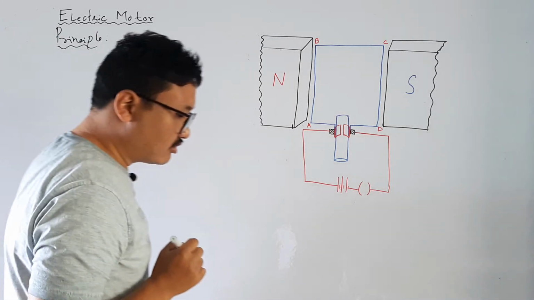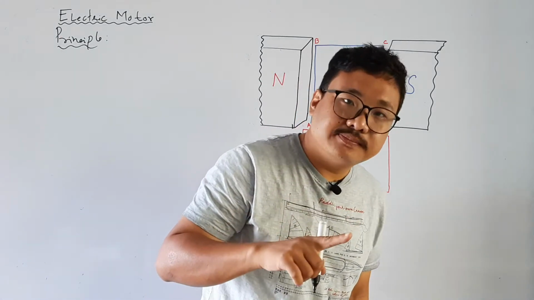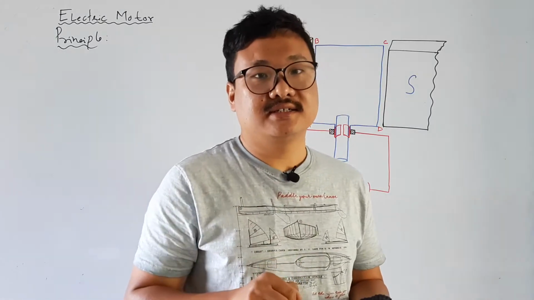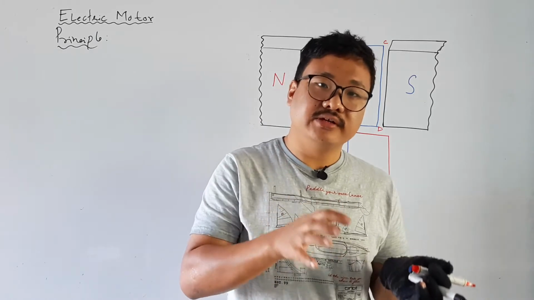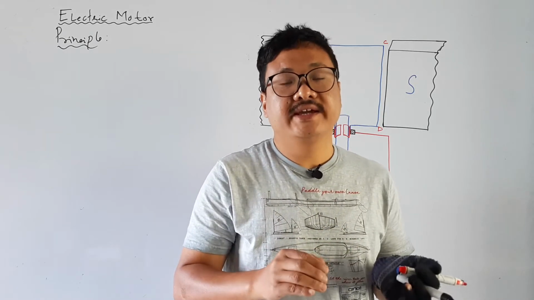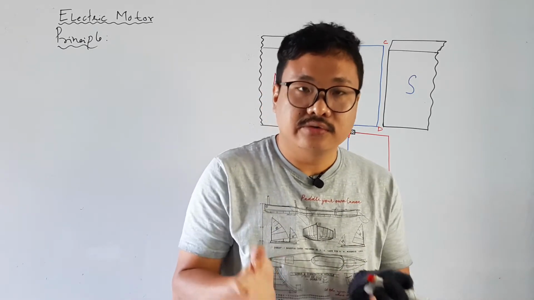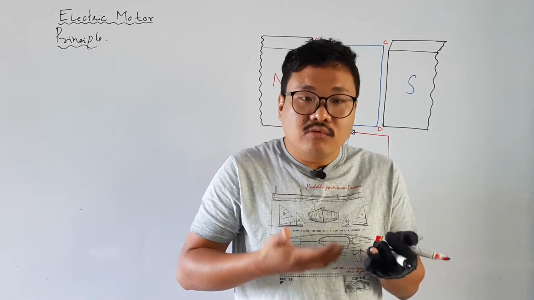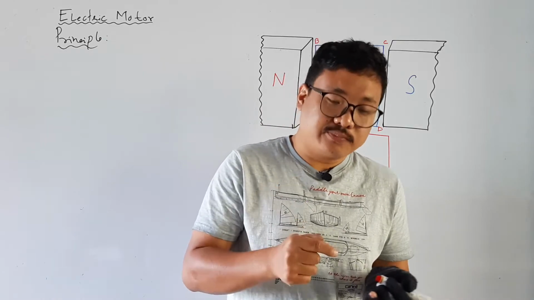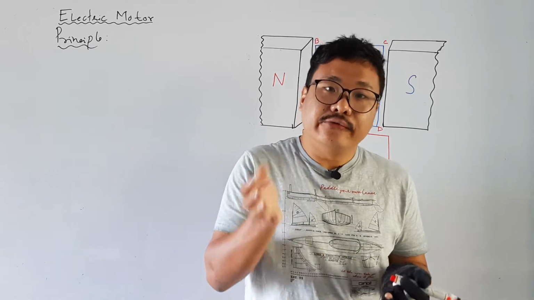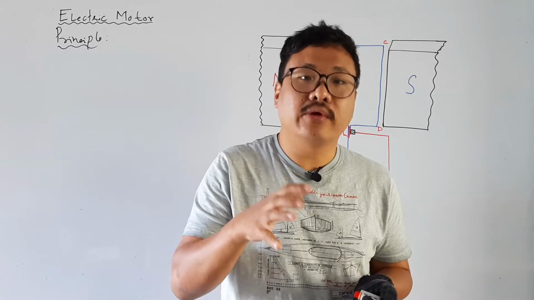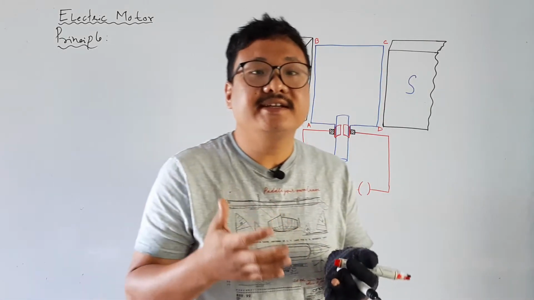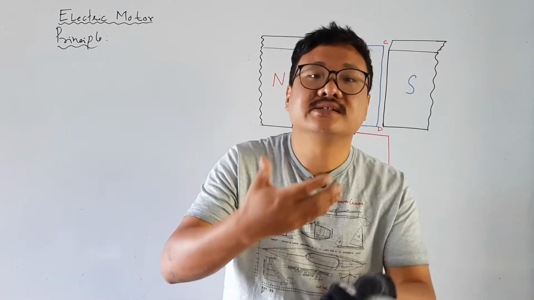Just write, it works on the principle that whenever a current carrying conductor is placed in a uniform magnetic field, it experiences a force which gives rotational motion. In a more proper way, the principle would be: whenever a current carrying coil is placed in a uniform magnetic field, it experiences a rotational motion.